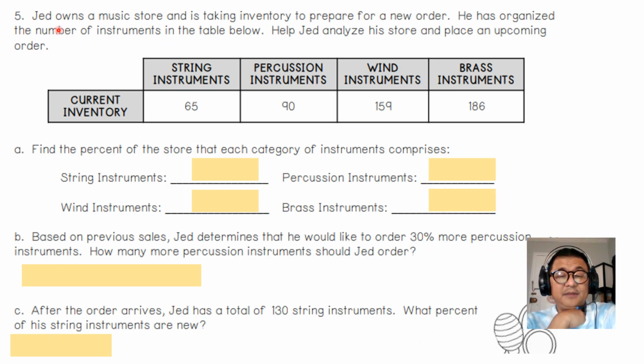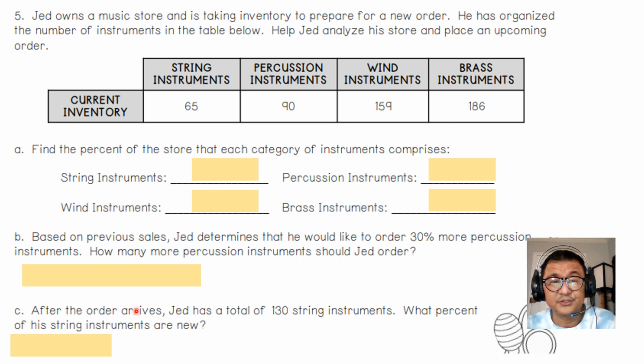Let's try this word problem. Jed owns a music store and is taking inventory to prepare for a new order. He has organized the number of instruments in the table below. Help Jed analyze his store and place an upcoming order. So inventory is the number of instruments: strings, percussion, wind, and brass.